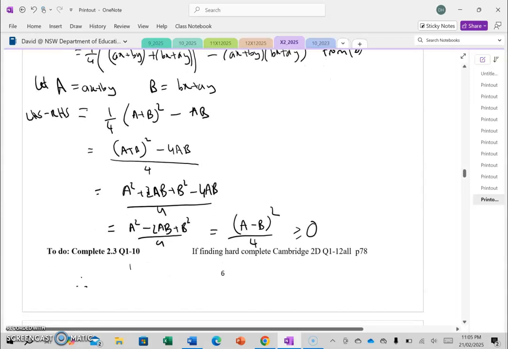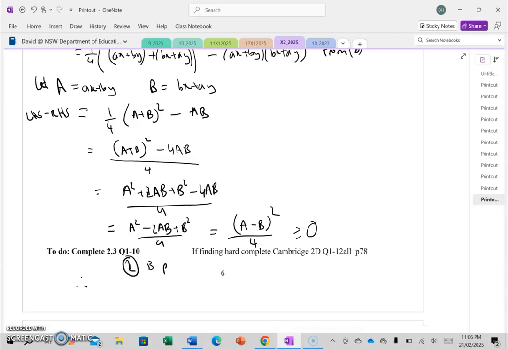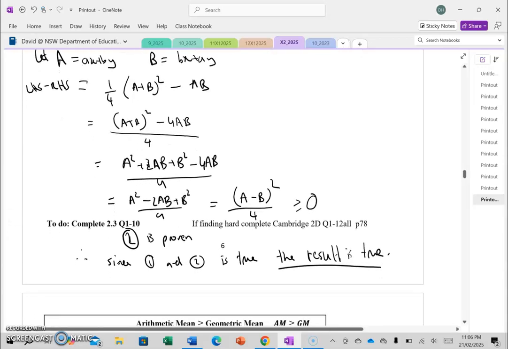I'm not going to write everything. 2 is proven. Since 1 and 2 are true, the result is true. Something like that. If I had more time in the exam, I would write down what I've just proven, but I want to move on.